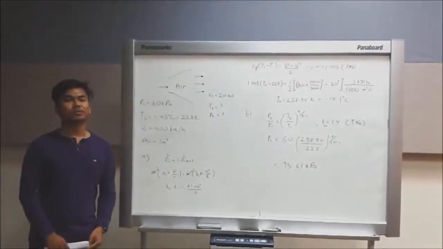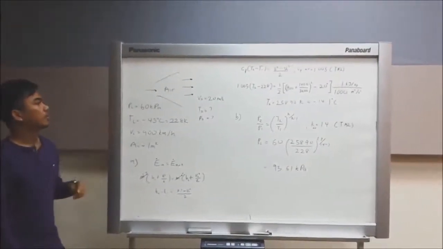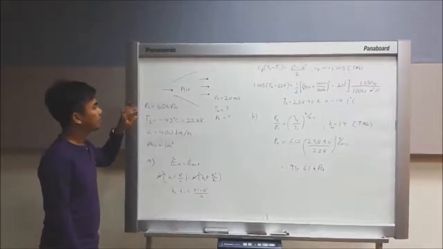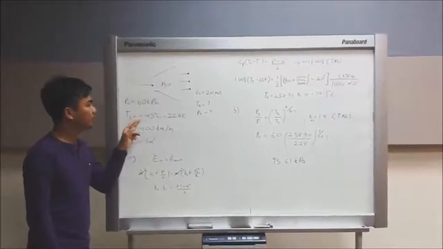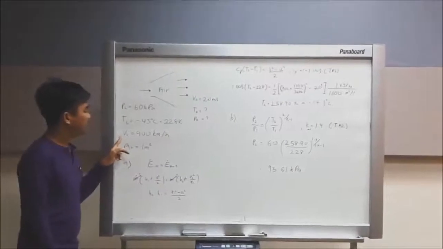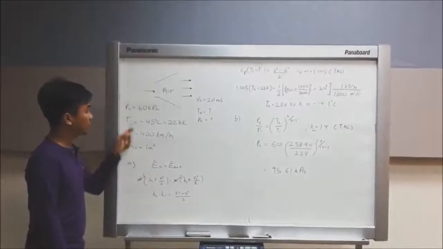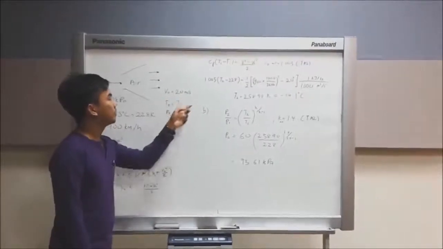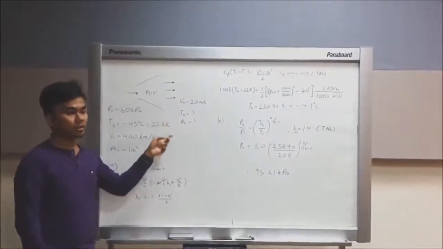My name is Ahmad Syafiq. I will explain the solution of the diffuser problem. First, we state that the inlet pressure is 60 kilopascal. The inlet temperature is negative 45, which is 228 Kelvin. Velocity 900 km per hour, and the inlet area is 1 meter squared. The outlet velocity is 20 meters per second. The question asks us to find the outlet temperature and the outlet pressure.